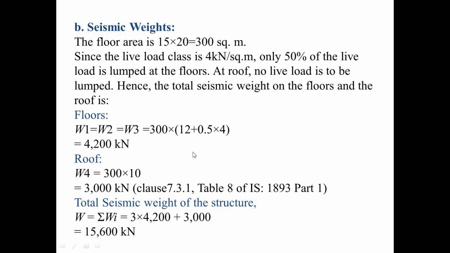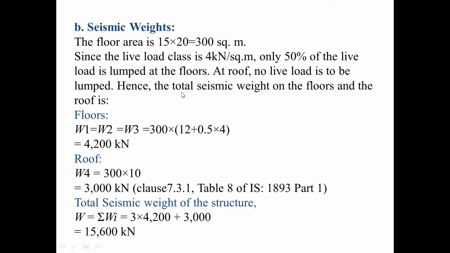Now next is seismic weight. Let us see how seismic weight is calculated. The floor area is 15 by 20. If you see the plan, the total outer plan area is 15 by 20, therefore the total area will become 300 square meter. The live load on the floor is 4 kilonewton per meter square, but only 50% of the live load is to be considered as lumped at the floor as per IS 1893 criteria, and at roof level no live load is to be considered.